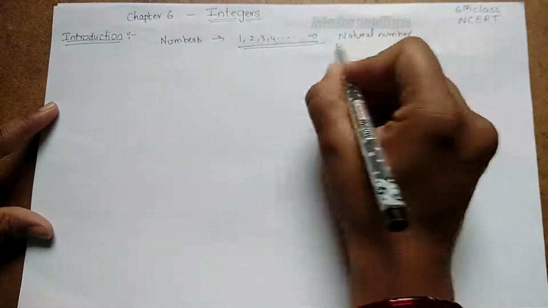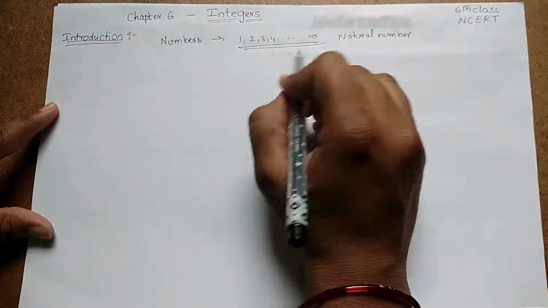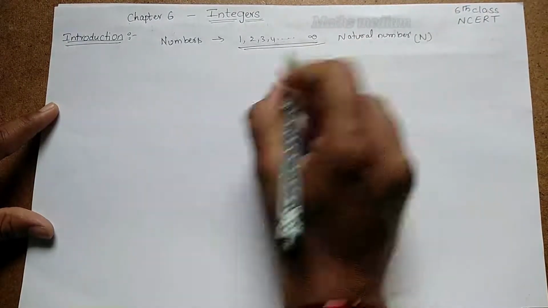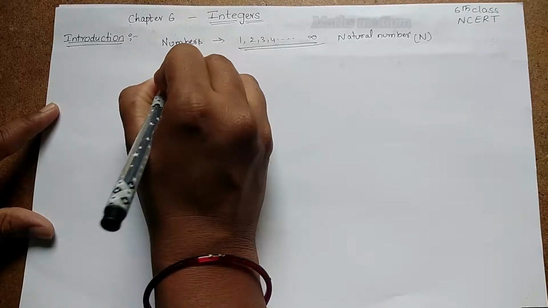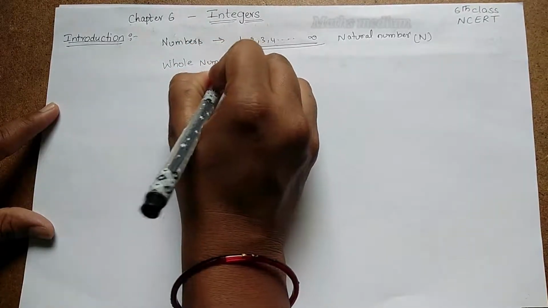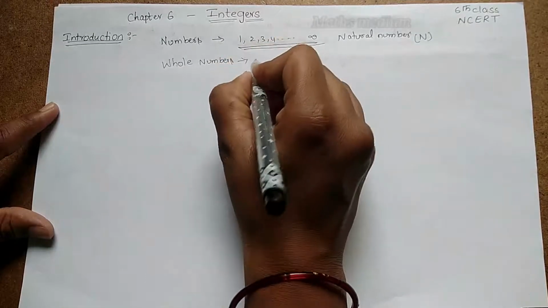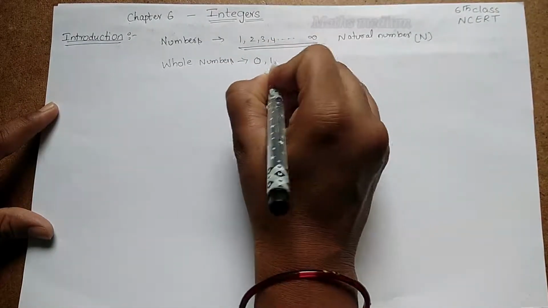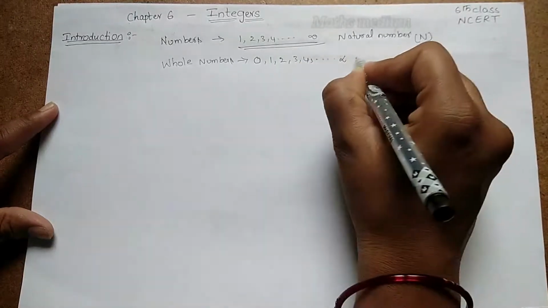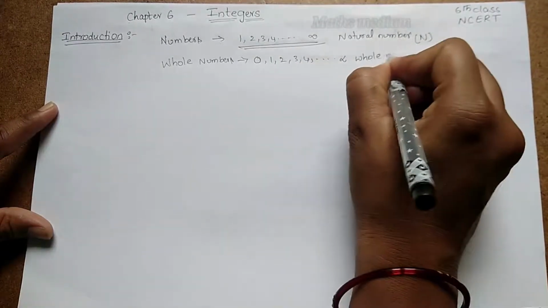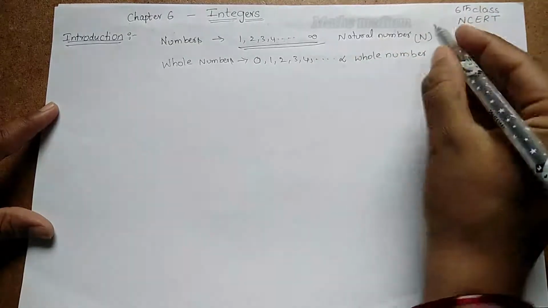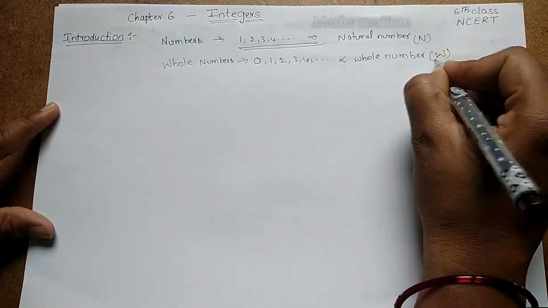In earlier classes, you already know about the numbers. Those are natural numbers. It is denoted by N. Coming to the whole numbers. This is nothing but adding 0 in front of the natural numbers: 0, 1, 2, 3, 4 and so on to infinity. It is called whole numbers. The name itself is telling it as a whole, total. So it is denoted with a W.